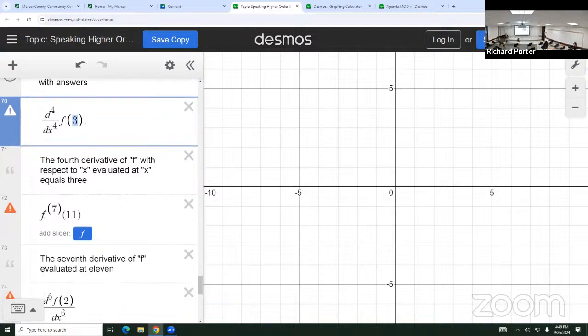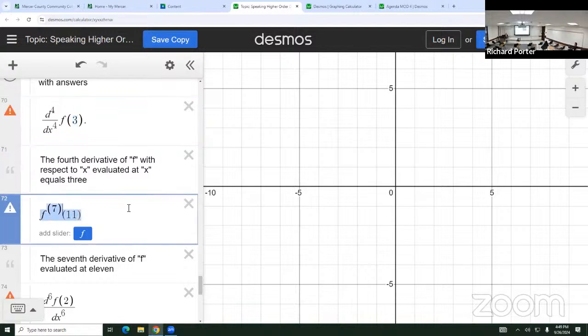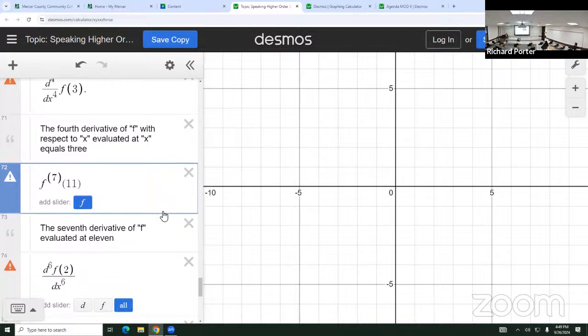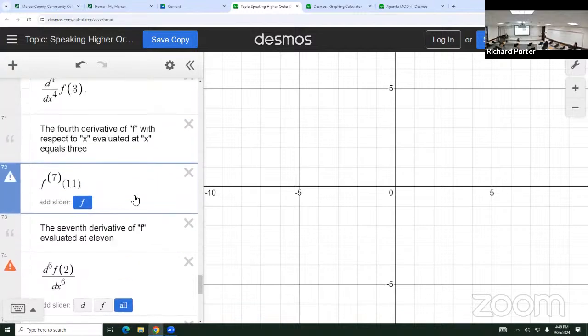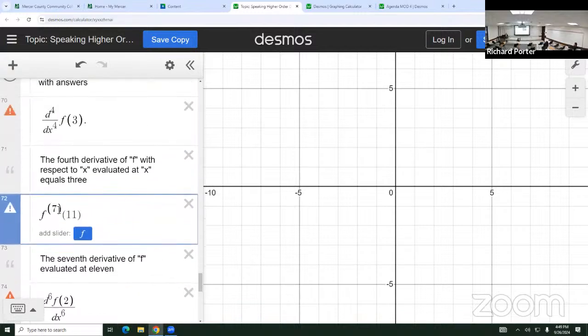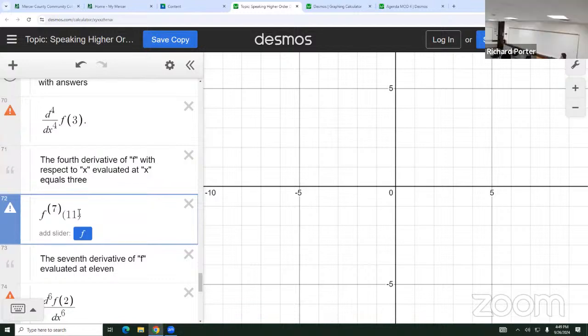Okay, how about this next one? Anyone? What's that say? The 7th derivative of f evaluated at 11. That parentheses means it's evaluated. And you don't do it this way. You find the 7th derivative and then you plug 11 in.